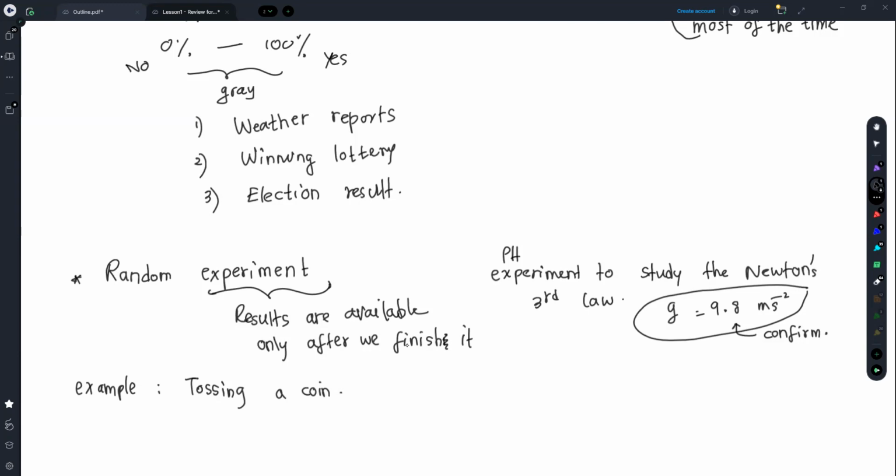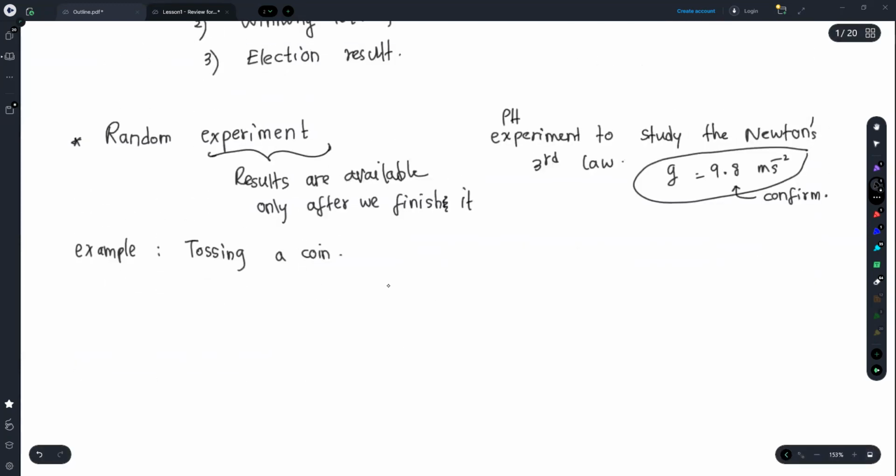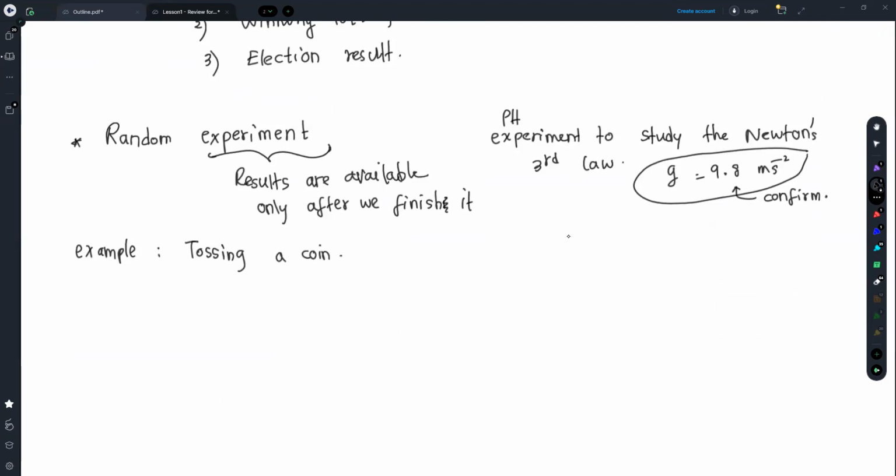So I guess it's clear what a random experiment is and what the difference is between the other usual experiments and the random experiment. There can be two outcomes, head or tail, but the result will be only one, and we can't say it before we toss the coin. You toss the coin and look at what is up, then you know it's a head or a tail.